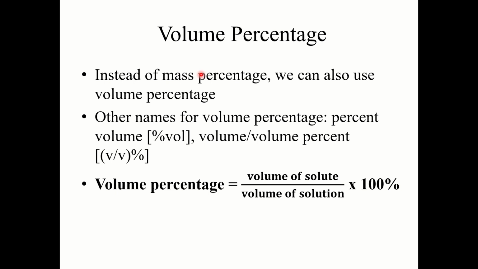All right, next let's talk about volume percentage. Volume percentage, it's the same idea. Instead of mass percentage, we can also use volume percentage. So to calculate volume percentage, it's just the volume of solute, or whatever component you're interested in, divided by the volume of solution times 100. That's really all there is to it here.